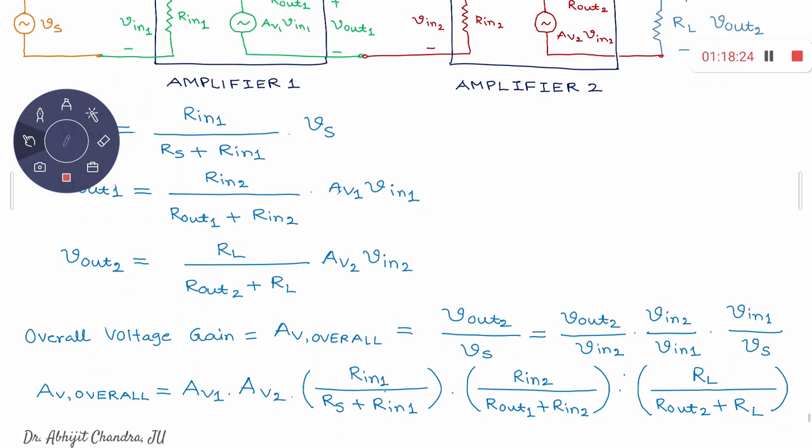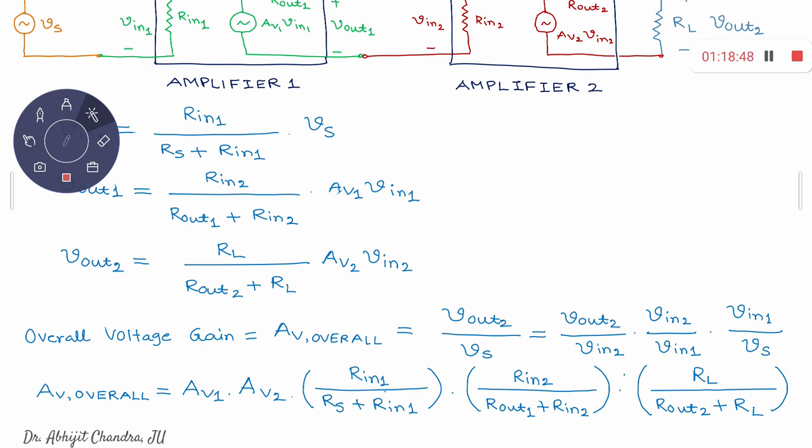Vout2 upon Vs is nothing but Vout2 upon Vin2, multiplied with Vin2 upon Vin1, multiplied with Vin1 upon Vs. So the overall voltage gain is the product of two things, AV1 and AV2. That's great. Apart from that, for these two stages of amplification, you have such three stages of process.